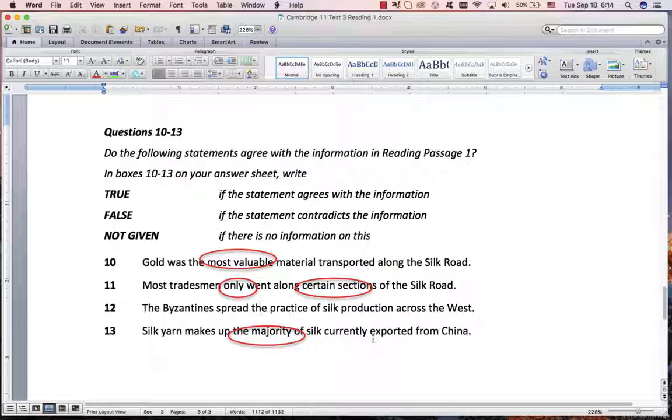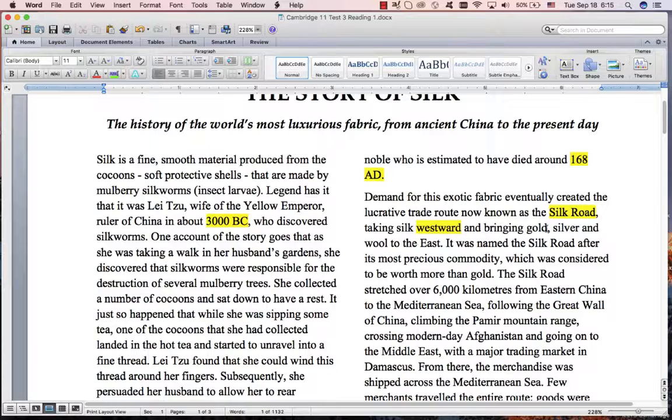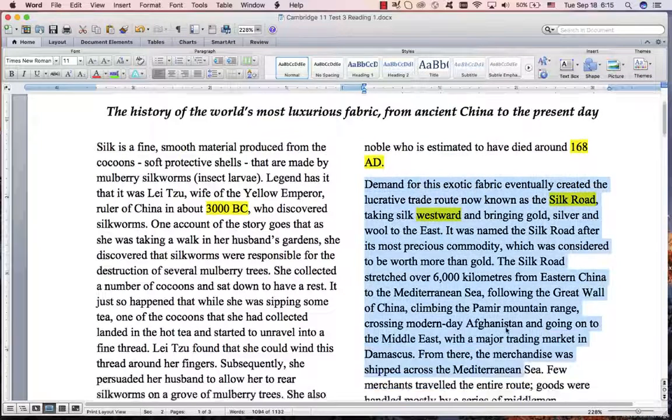Right, and then if we go and find where they came from, again, it's pretty friendly, this one. There's quite a lot to scan for. First of all, I remember where gold was and Silk Road. So that was up here. There we spoke about gold and the Silk Road. So we're going to start here in this paragraph.